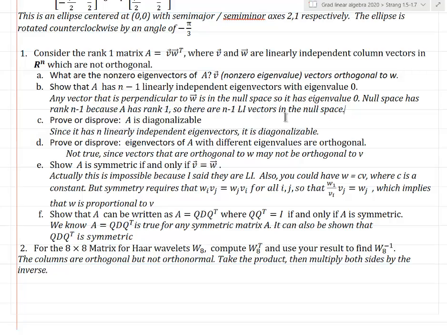Now what I'm writing out here, I should say, is very sketchy solutions. If you write them out, you should be a little bit more complete. I'm just trying to give you an idea of the solution.